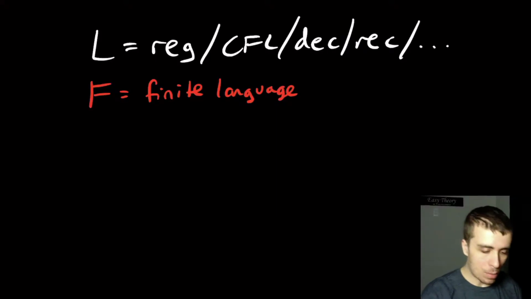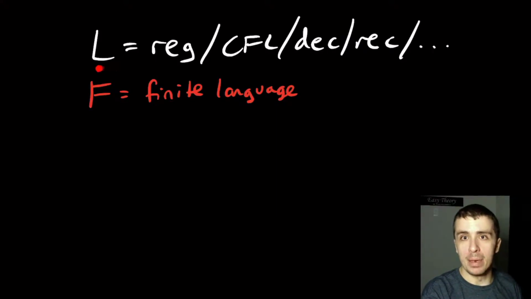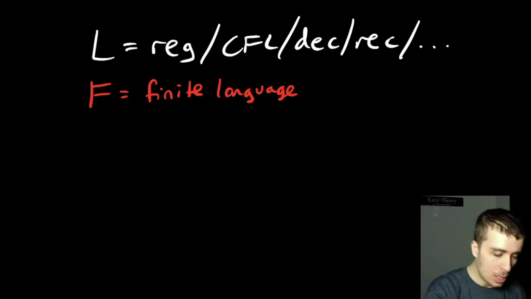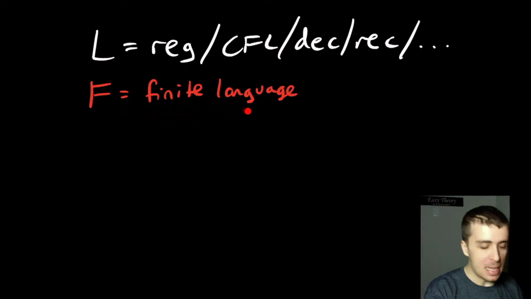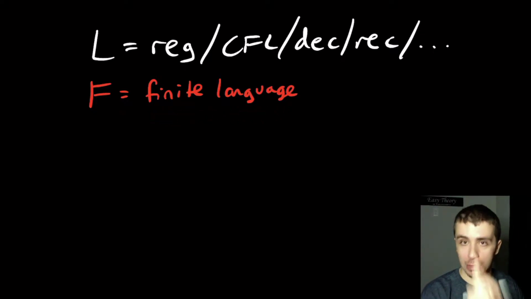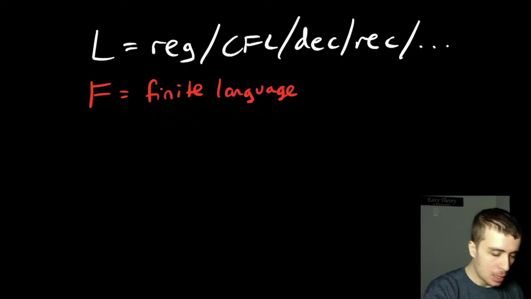Hi, so I want to show something that I've been talking about on the channel quite a bit, but I'm finally making a video about it. So let's say that L is a regular, context-free, decidable, recognizable, whatever you want language. And let's say that F is a finite language. So it's important that it's finite here. Then what I want to look at is both adding the strings of F into L.